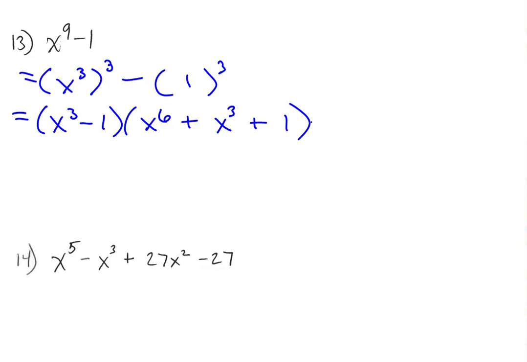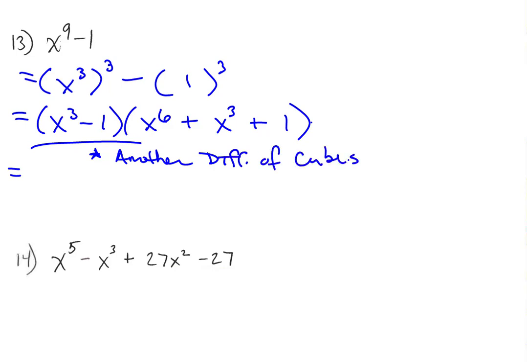But notice in this example, we actually are not done. So sometimes this happens where you get the first part of the result of a difference of cubes, or even sum of cubes, being factorable further. So notice this is another difference of cubes. So this problem actually has 2 difference of cubes involved. We already did the first one, but now we have to do the next one as well.